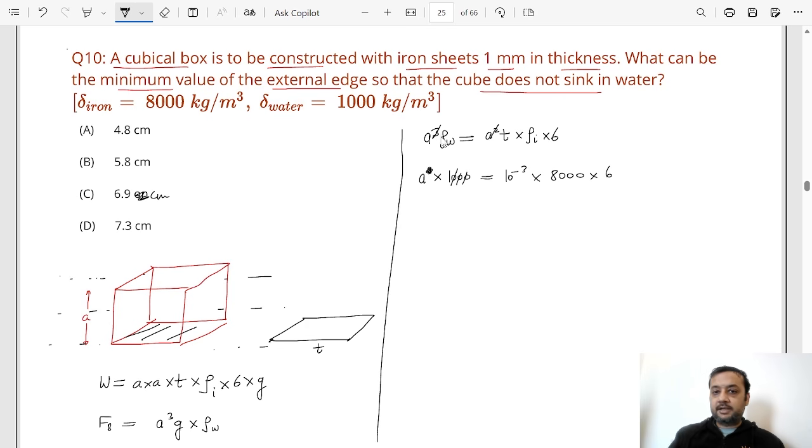Here A is remaining, right? A cube and A is remaining. So this 0 0 0 cancels, and you can see that this becomes 8 sixes are 48 into 10 to the power minus 3 meter. If you want to convert this into centimeters, you have to multiply with 100. So it will become 4.8 centimeters. Alright, so option A will be the correct answer.